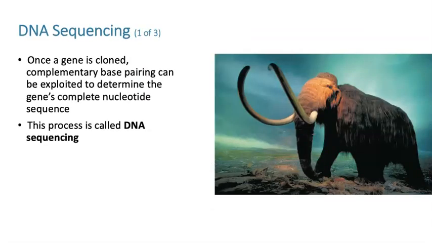In fact, we can use all of these techniques to then do things like DNA sequencing. So once a gene is cloned, you can sequence the entire genome of an organism, and you can find out all the A's, T's, C's, and G's that belong there. We can do this for organisms that are alive today, and we can do it for organisms that have been lost for thousands of years, like this woolly mammoth. Let's take a look at what DNA sequencing is.